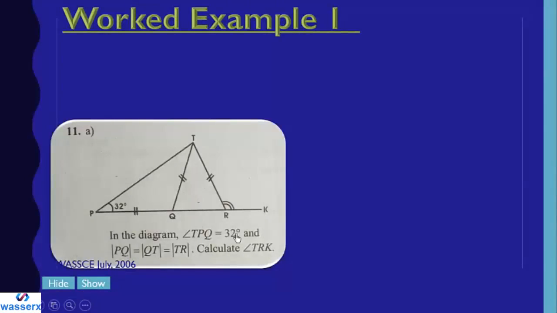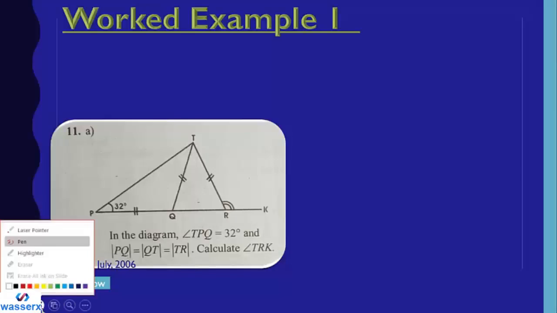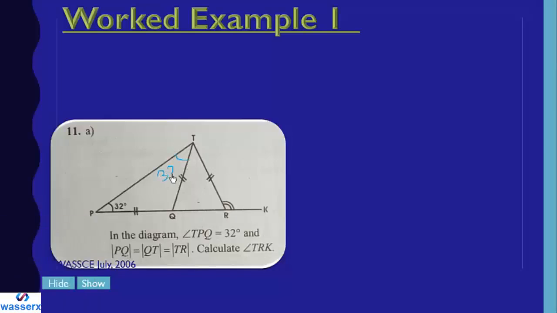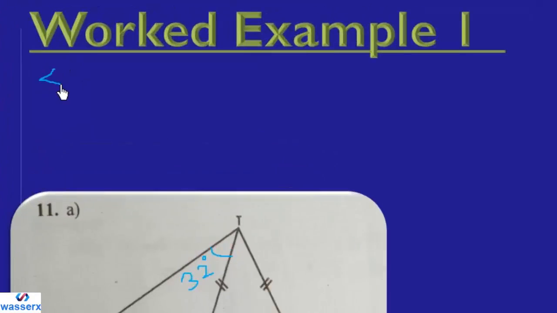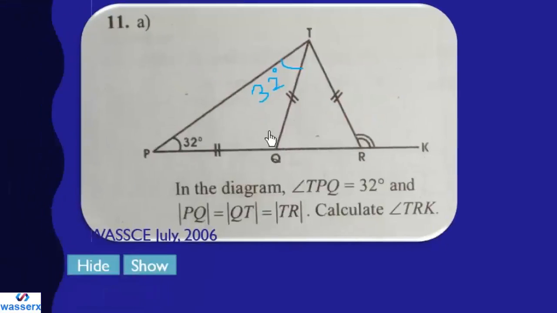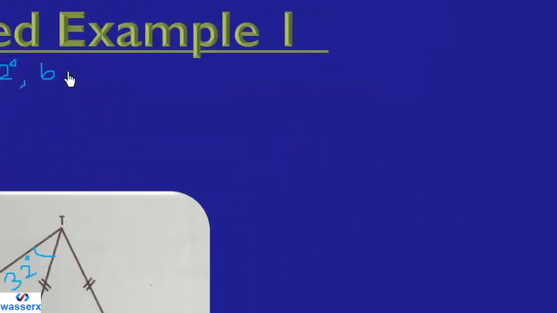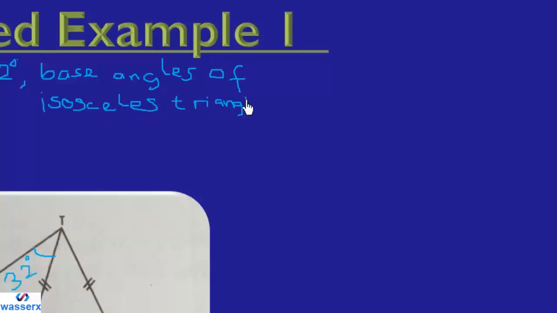So our first example over here, we are calculating for angle TRK. Now we know this is an isosceles triangle, so the base angles are equal. So we have angle PTQ is equal to 32 degrees, and the reason is that the base angles of an isosceles triangle are equal. Now because the base angles are equal, you've gotten the two, exterior angle to angle TQK.